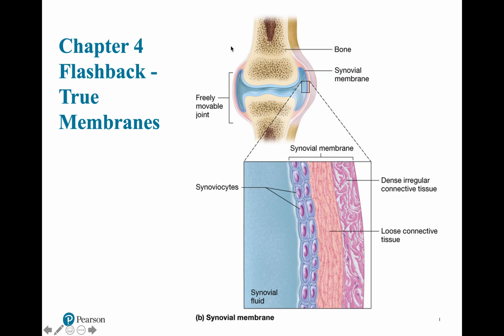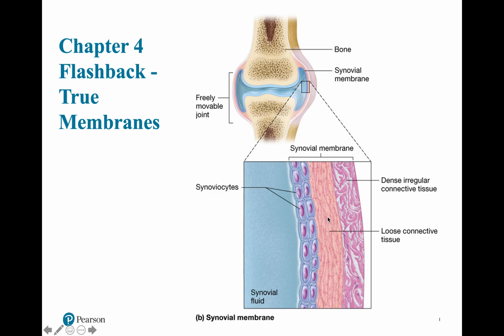Here's our generic synovial joint. Here's our dense irregular connective tissue of that outer articular capsule. The inner layer, which is the synovial membrane, if you remember back to Chapter 4, is made up of a specialized loose connective tissue.